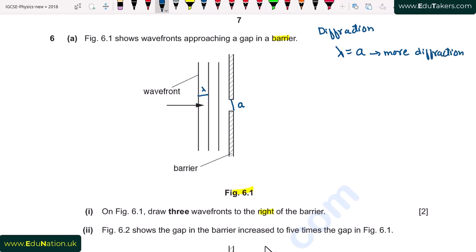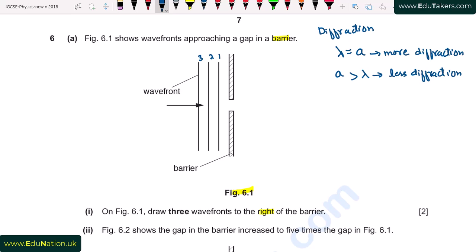Diffraction is just like bending of the wave. So if the distance between the barriers is larger as compared to wavelength, there will be less diffraction. So we use this concept in order to draw the wavefronts on the right side of this barrier. So I am going to draw this. This is the first wavefront, second and third. We have to draw the three wavefronts on the right side of the barrier.